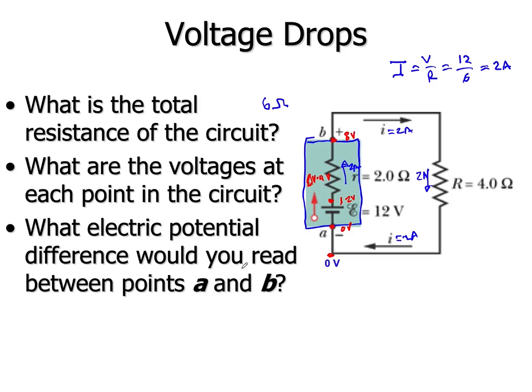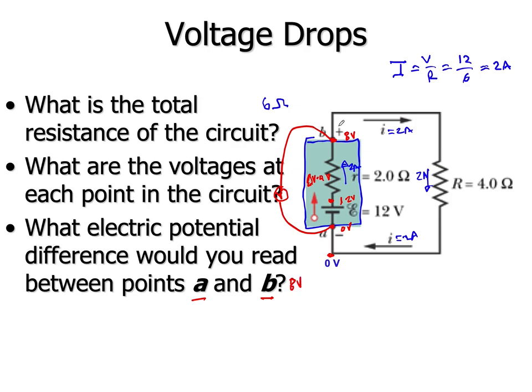And let me quickly answer this last question here. What potential difference would you read between A and B? If you hooked up a voltmeter, I kind of draw it like this, voltmeters are represented with a V, and hooked it up between these, what potential difference would it read? It would read the difference between 0 and 8, it would read 8 volts, which is the answer to this question. But let's do the rest of this one.